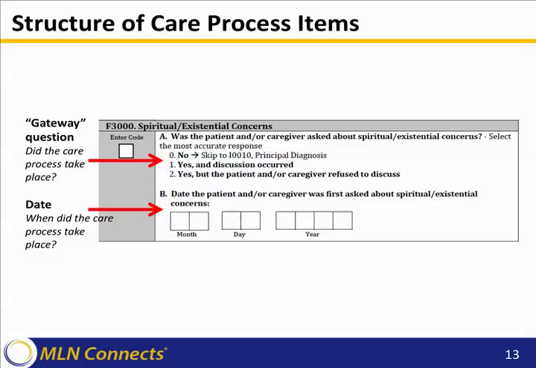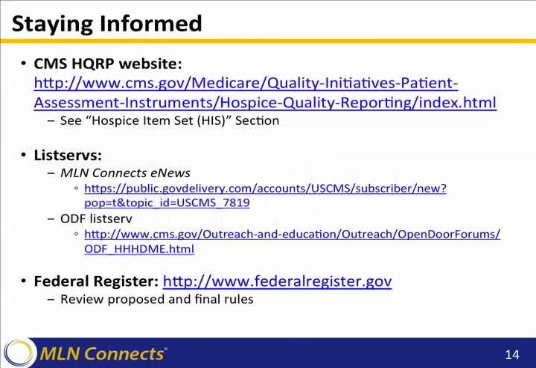The previous slides provided an overview of the HIS and the structure of certain types of HIS items. Subsequent modules in this presentation will cover updated guidance for completing specific HIS items. It is important for hospice providers to have the most up-to-date information on HIS and HQRP requirements. There are several resources providers can use to stay informed of new guidance and requirements.